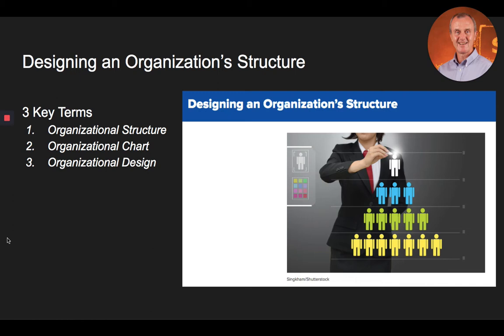Organizational structure focuses on the division and integration of labor and various activities throughout the organization. Organizational design is the activity or process managers engage in to build an organization structure. Upon completing the organizational design, managers create an organizational chart depicting the formal structure within the organization.